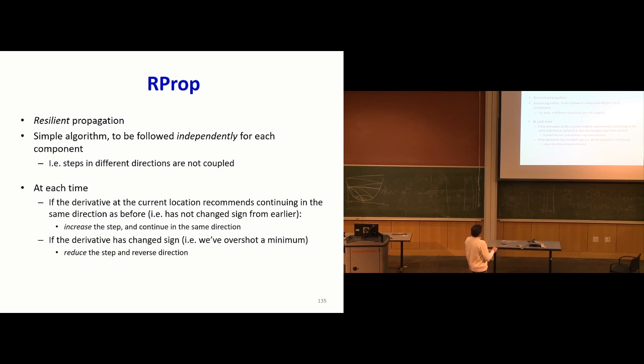At each time, if the derivative of the current location recommends continuing in the same direction as before, then you increase the step size. So let's say I can go both in this direction and in this direction. When I take a step, I will consider both of these directions independently. In this direction, I've taken a step, and I found that the loss, the error, has decreased. That means I must continue walking in this direction, except now I'll take a longer step. On the other hand, in the other direction, I've taken a step, and I find that the error increased. Then I want to go back and take a smaller step. And I'm going to do this independently for each of the directions.